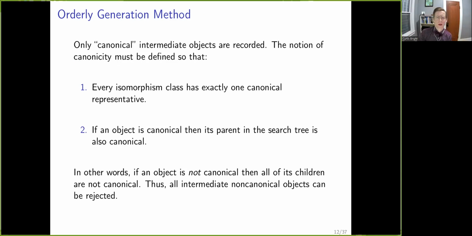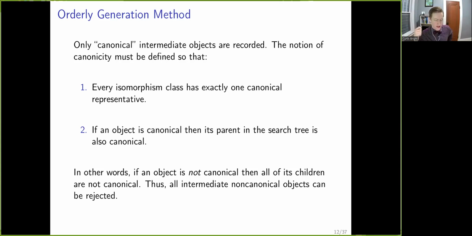So this brings me to orderly generation, which is a bit more of a sophisticated method. It depends on defining a notion of canonical, right? You define one canonical representative of an isomorphism class. So you're just going to have one, then we're only going to accept the objects which are canonical, and we're going to reject all the objects which aren't. There's also a second property that you need canonical to satisfy to make the method work, listed as point 2 here. If you're imagining the object in the search tree, if an object is canonical, then its parent in the search tree must also be canonical.